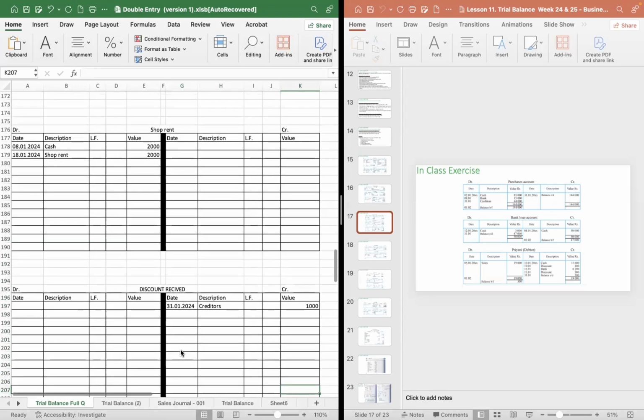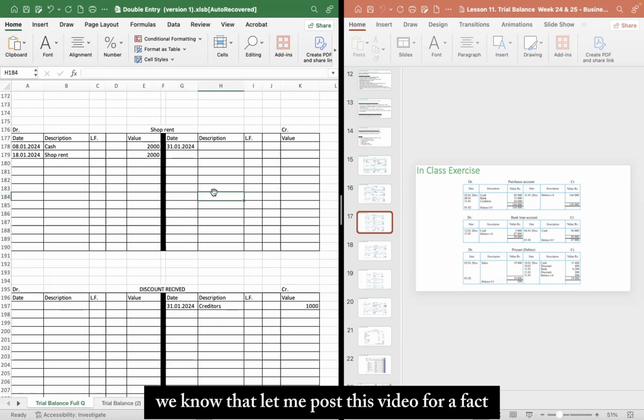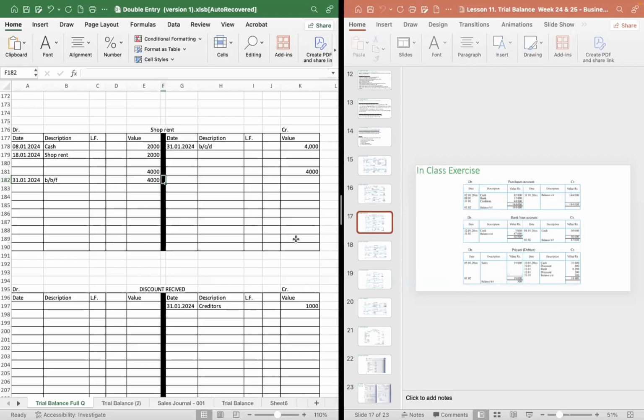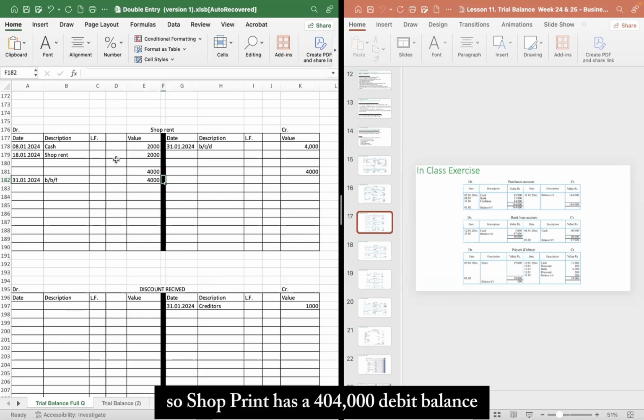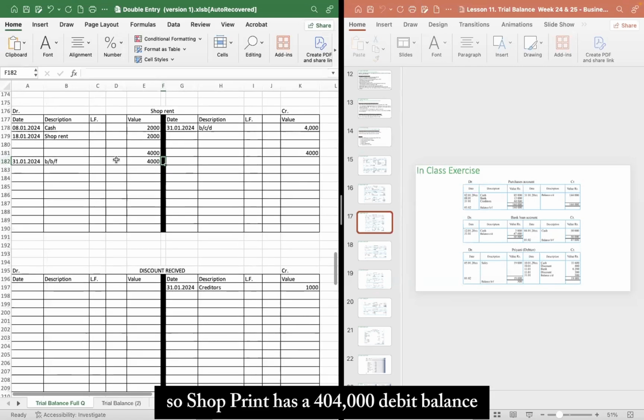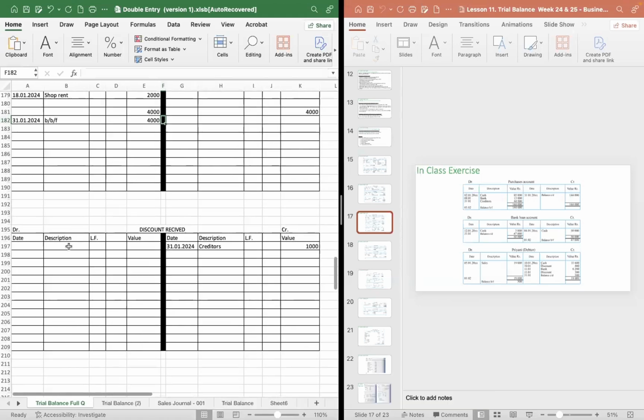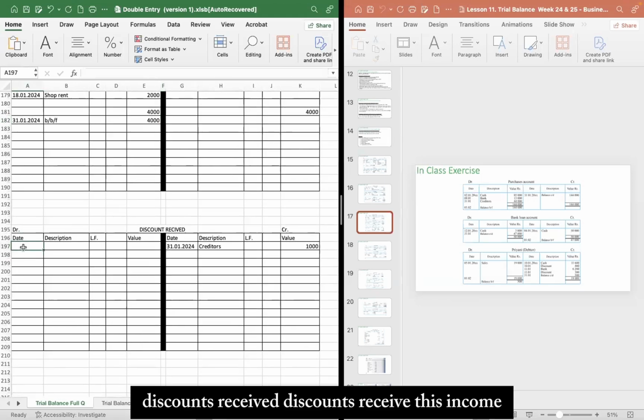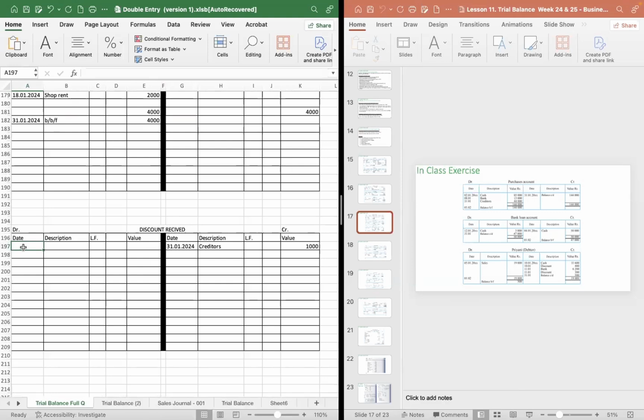දැන් shop rent එක කියන එක මොකක්ද? shop rent කියන්නේ expense එක. Right? Minura, let me pause this video for a while. So shop rent has a 4,000 debit balance. Discounts received. Discounts received is income. Okay.